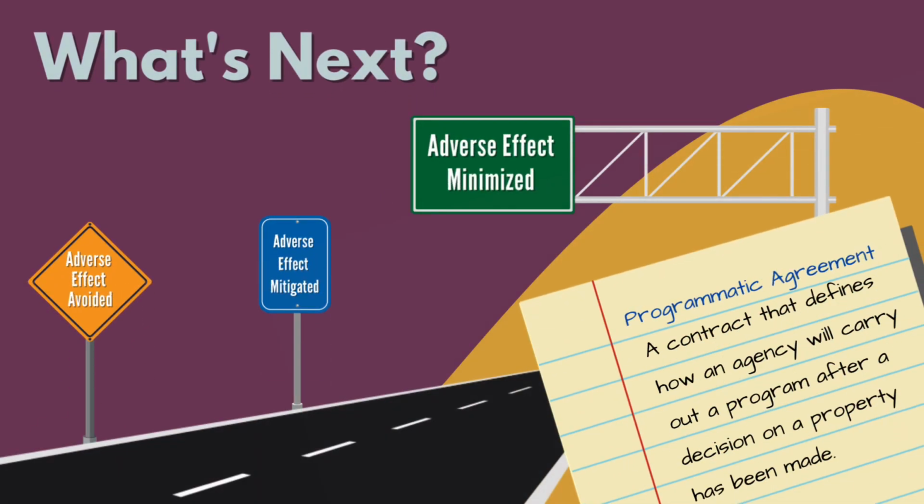What can an MOA look like? It can come in many different forms. Sometimes it involves documentation, sometimes preservation, and sometimes just proceeding as originally planned. A programmatic agreement is another form of resolution which can complete Section 106. Programmatic agreements are developed with federal agencies to expedite frequent and smaller projects.